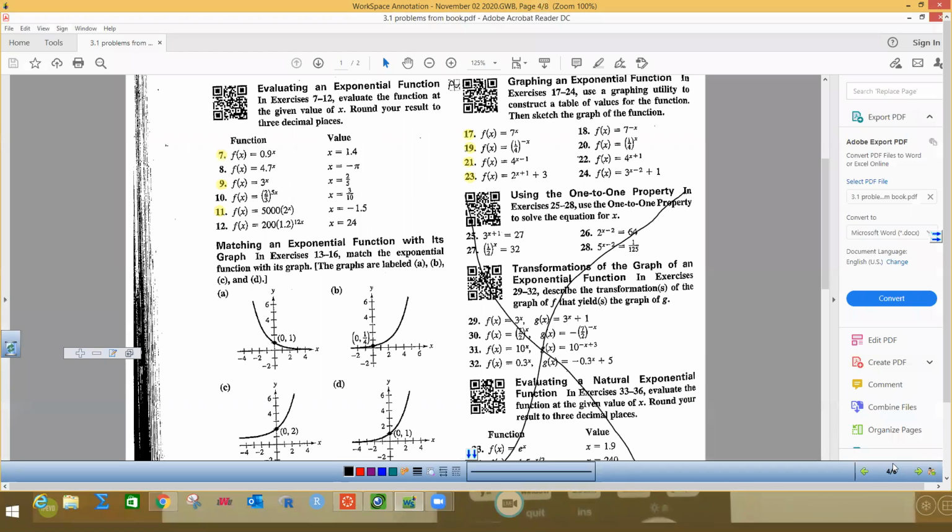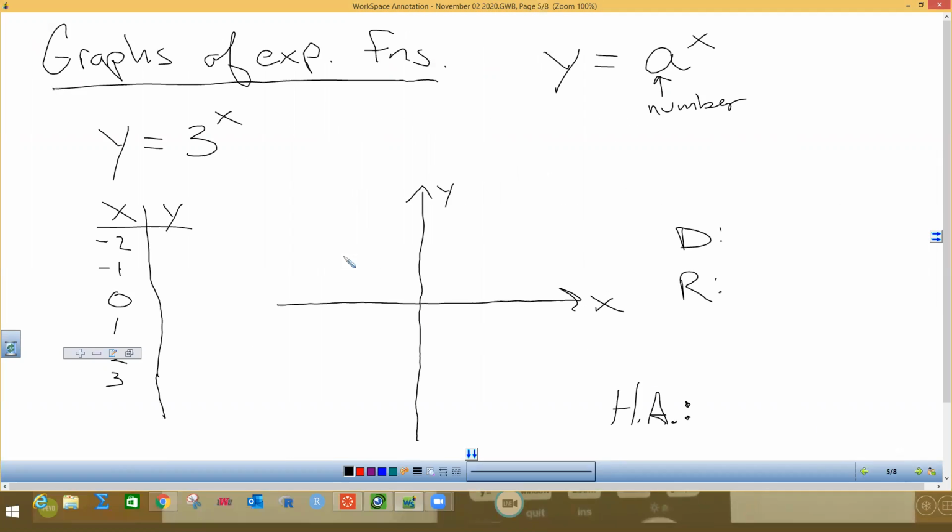I'm going to tell you some things about an exponential function. They look like this, where you've got y equals a to the x, and this a is going to be a number. So y equals 3 to the x is an exponential function. And just like always, you're allowed to stick numbers in here. So this is 3 to the negative 2 power.